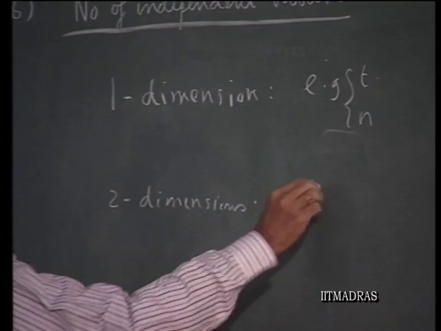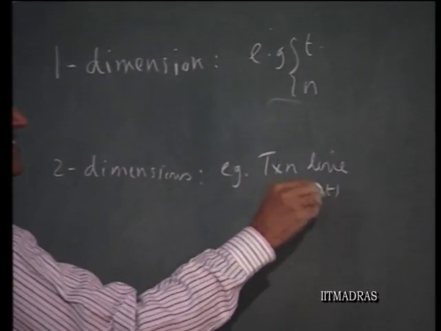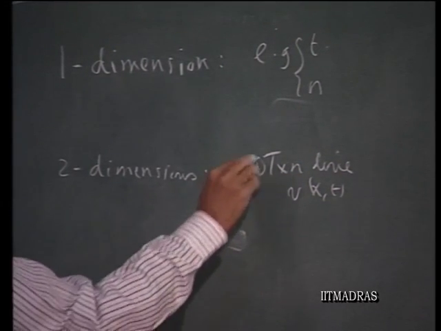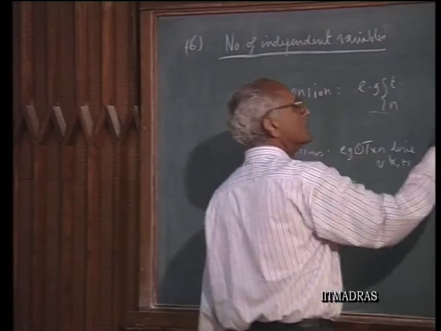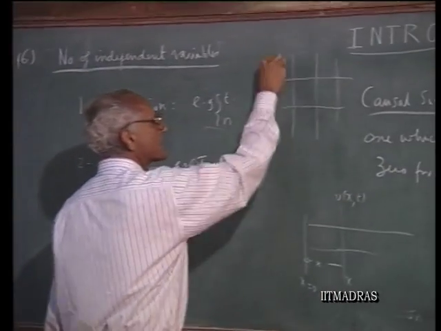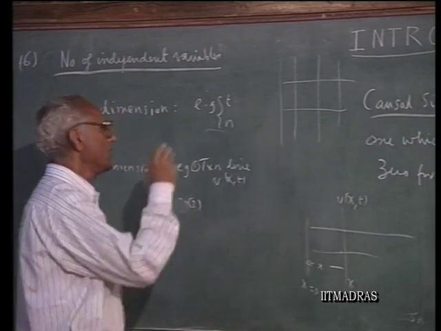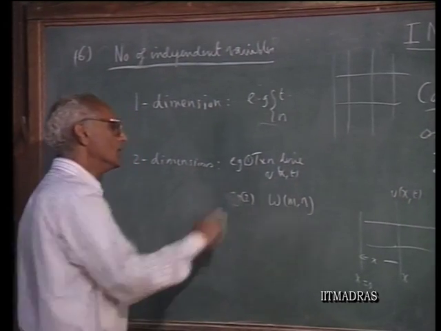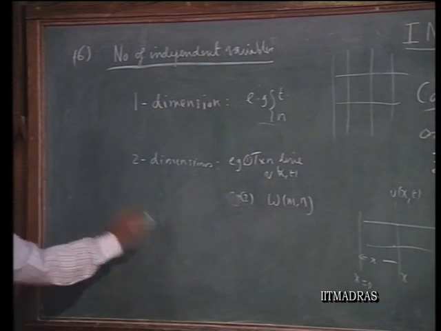Example, a transmission line where the currents and voltages are functions of x and t. Similarly, you may have a grid-like structure, and you are describing some parameter here as a function of the x coordinate and y coordinate. Therefore, some quantity w which is a function of m and n, two dimensions. These are called two dimensions, and of course, we can continue with other dimensions also.